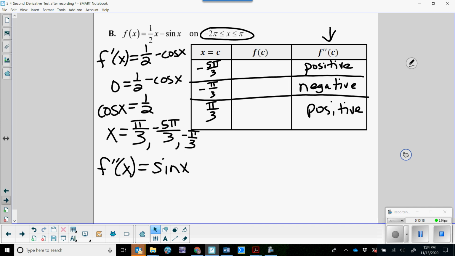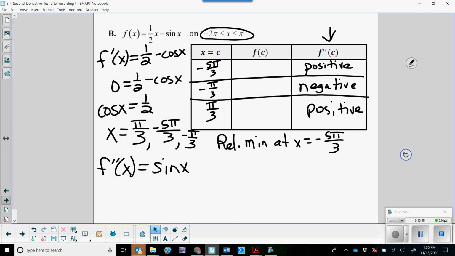Okay. So if I'm at negative 5 pi over 3, so again, I went backwards this way, so I ended up here. So that's why it's positive for sine. So then I need to say to myself, okay, what does that mean? So the second derivative was positive. So that means the function is concave up, which is a right side up bowl. So you're going to have a minimum or a maximum there. Minimum. So that means we have a relative min at x equals negative 5 pi over 3.